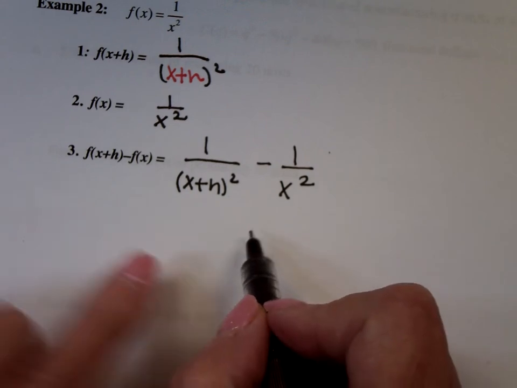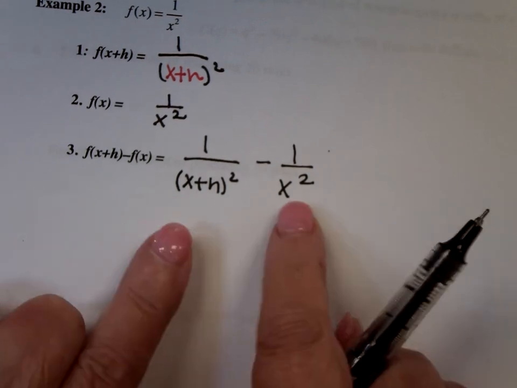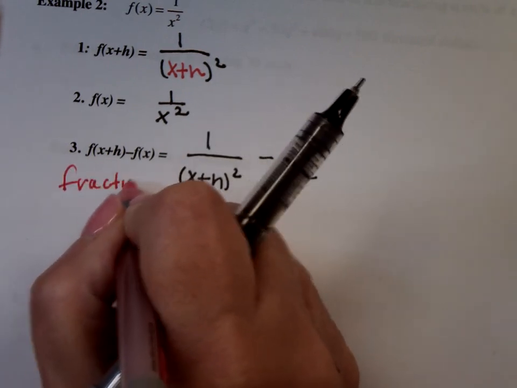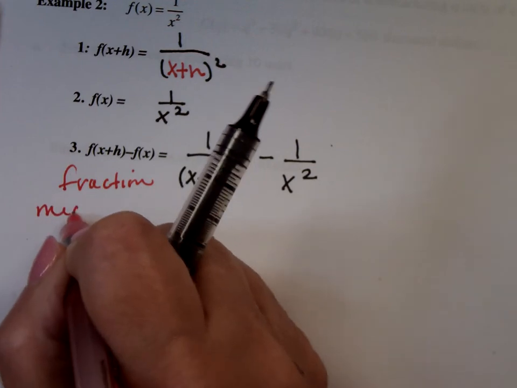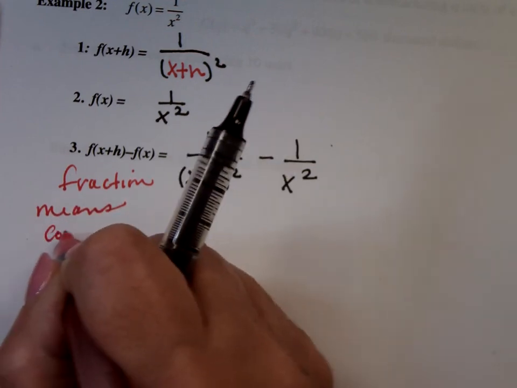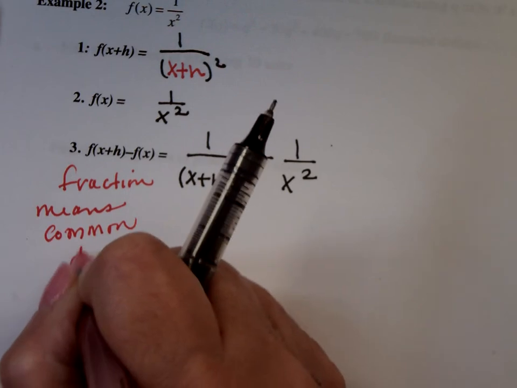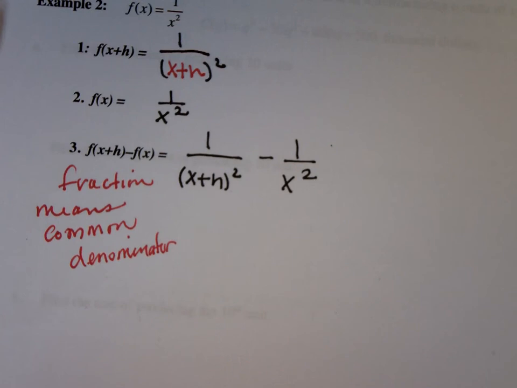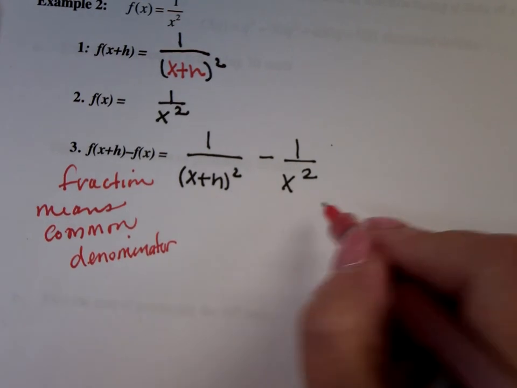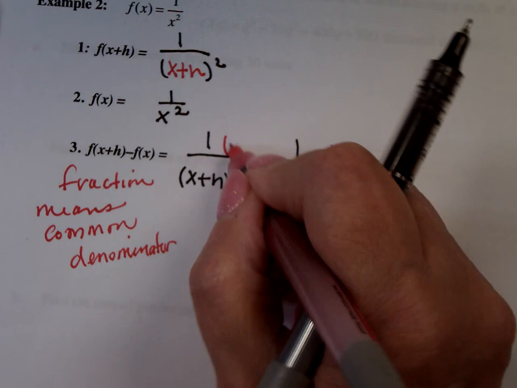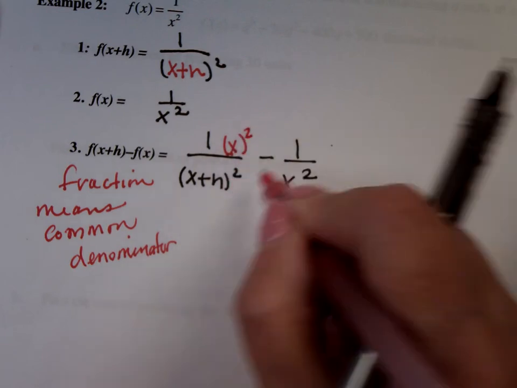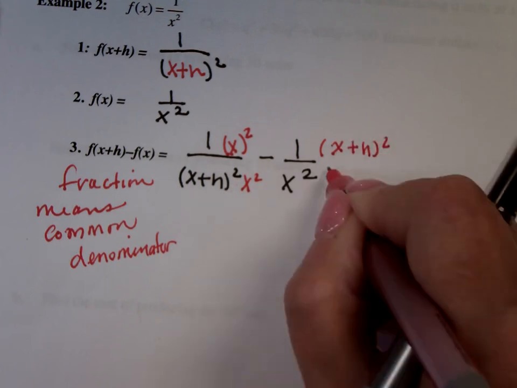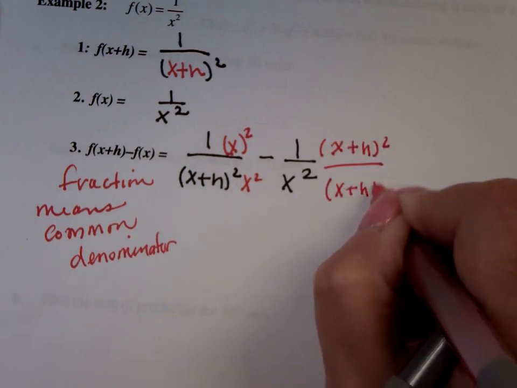So, as I look at this, the key to this, because I've got a fraction, means common denominator. You're going to be pulling from your algebra all over the place. Common denominator is just the product of these two. So I multiply this guy by x squared over x squared, and this one by x plus h squared over x plus h squared.